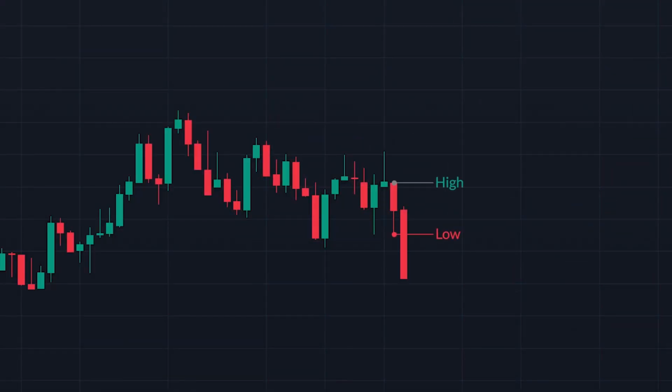Let's go back to the chart for an example. We marked the high and low of this candle, and the next candle closes below the low of the previous candle. We can thus assume a bearish bias.